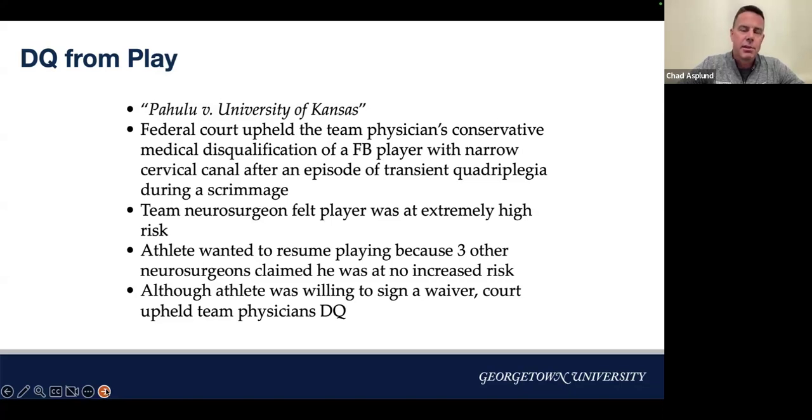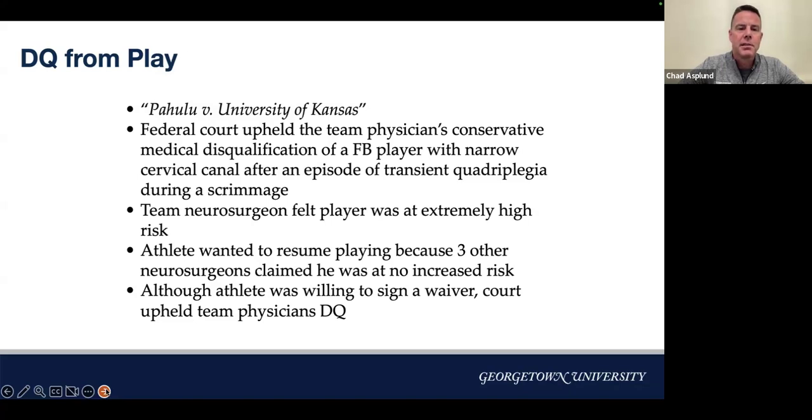So what do athletes do in this sort of case? They go out for a second, a third, or a fourth opinion. In this case, the athlete went to 3 other neurosurgeons who claimed that the athlete was at no increased risk. And so Pahulu brought that back to the University of Kansas and said, look, I've got 3 other neurosurgeons who say I should be able to play. Therefore, I want to play. You disqualified me, so now I'm going to file a lawsuit. The athlete was willing to sign a waiver.